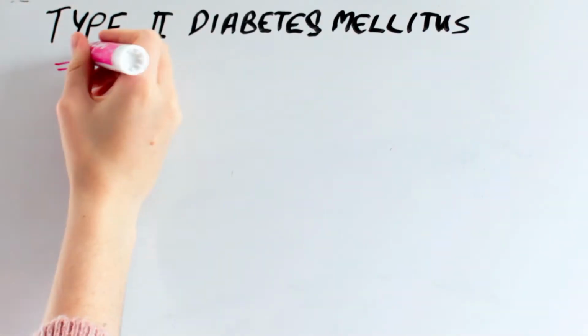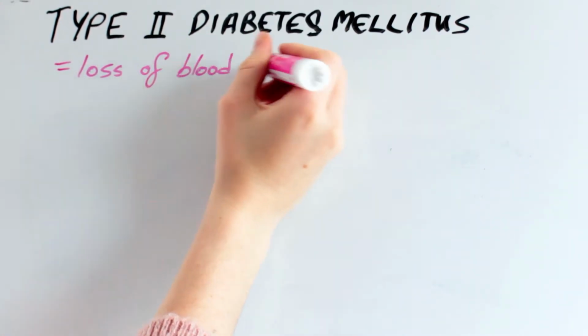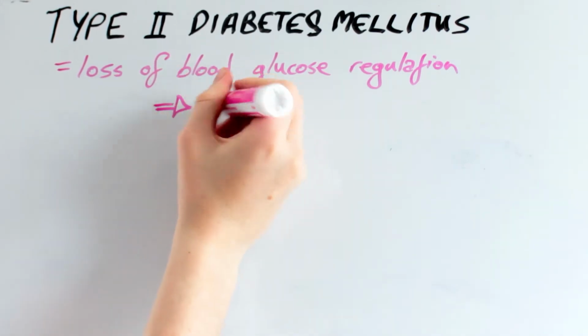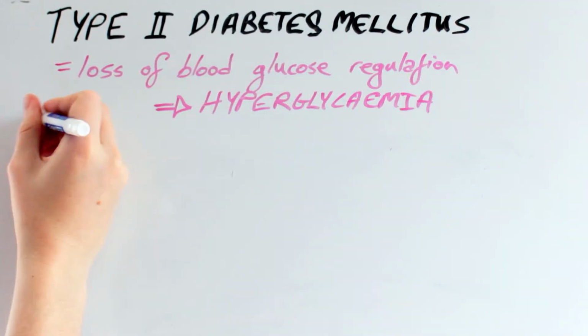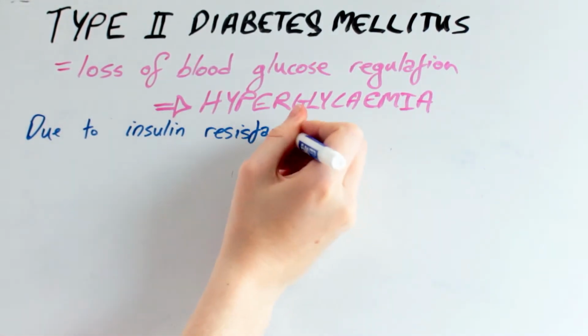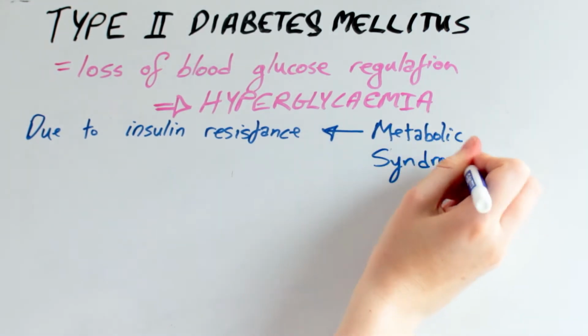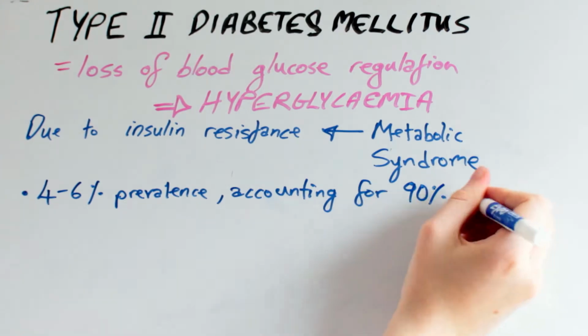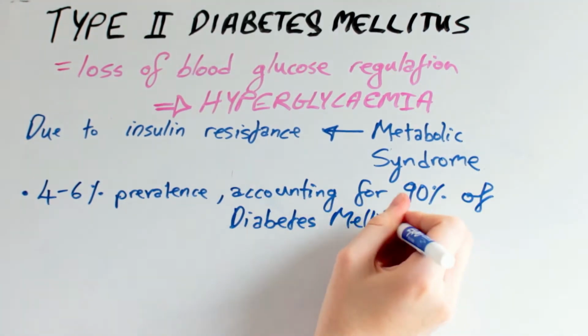Today we'll be looking at type II diabetes mellitus. This is a condition where there's a loss of blood glucose regulation, which leads to hyperglycemia. It is due to insulin resistance, which is often caused by what we call the metabolic syndrome. There is a 4 to 6% prevalence, and type II accounts for 90% of all diabetes cases.